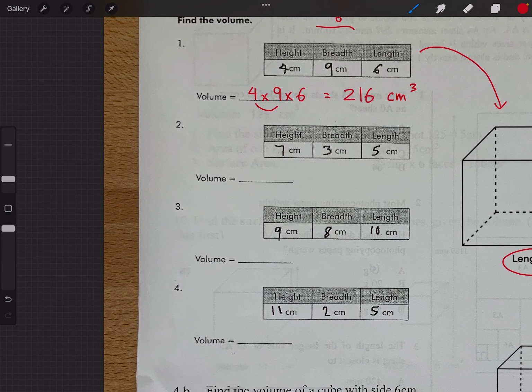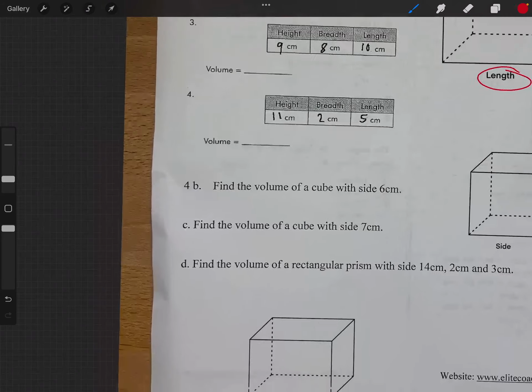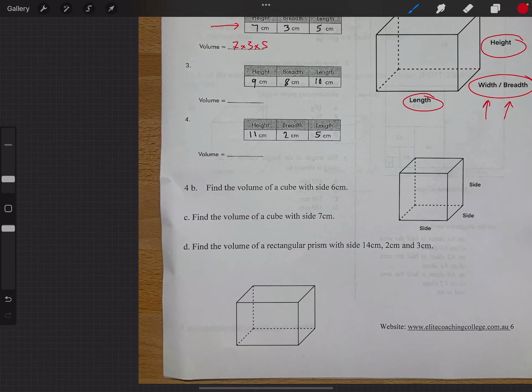Alright, next one. Find the volume of this given the height, breadth, and length. So you just have to multiply the numbers together. 7 times 3 times 5. You can do these ones. So question 1 to 4 should be simple. Just multiply the numbers and get the answer. And put the units as centimeters cubed, since they're all in centimeters. And because it's a volume, this has to be a cube. If it was area, it would have been a squared.